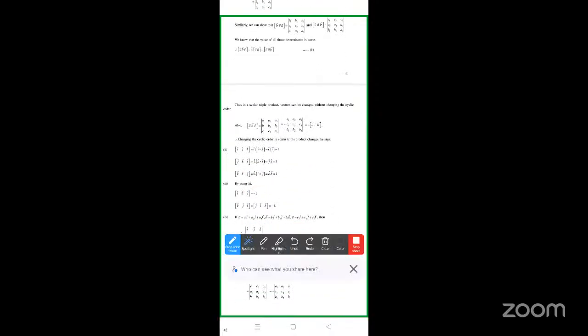Next, box ijk is always 1. Box jki is 1. Box kij is always 1. So therefore box ijk is equal to 1, box jki is equal to 1, box kij is also 1. By using equation 1, box ikj is equal to -1 and box kji, box jik are also -1.